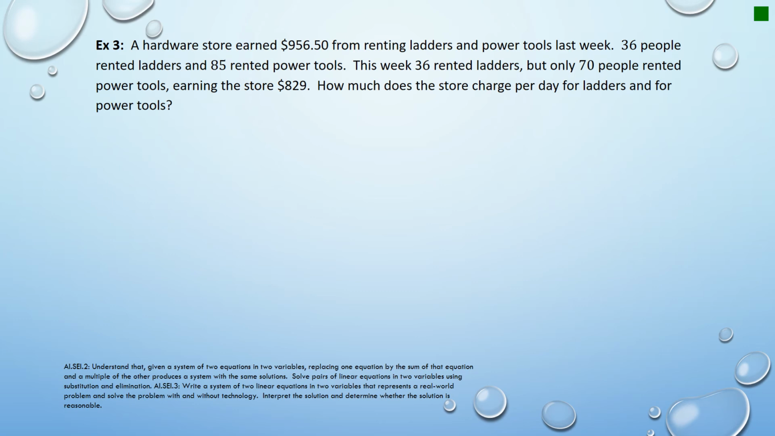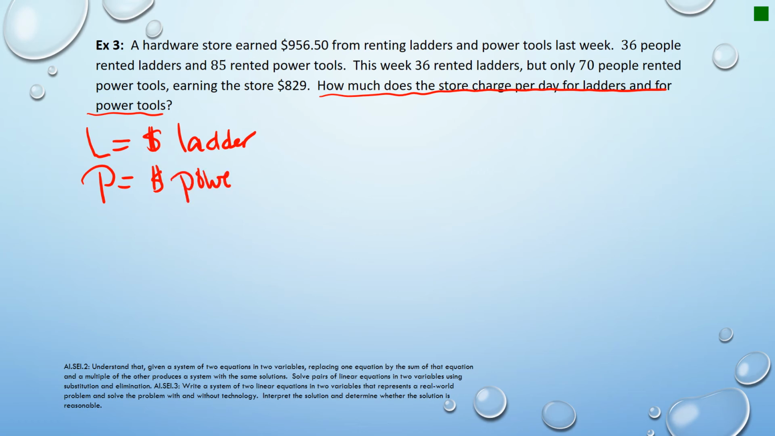Okay, I'm going to go blah, blah, blah. It says, how much does the store charge per day for ladders and for power tools? So L is going to be the cost of a ladder, and P is going to be the cost of a power tool. Now, let's see what it says.